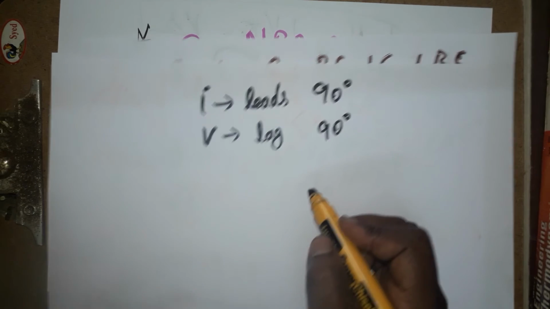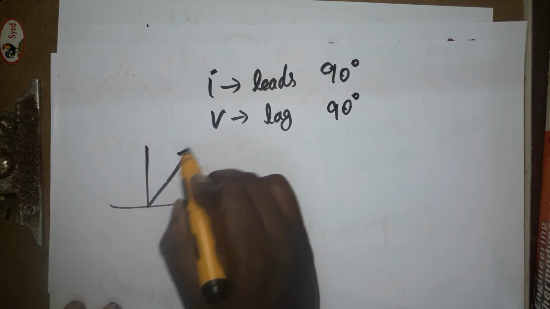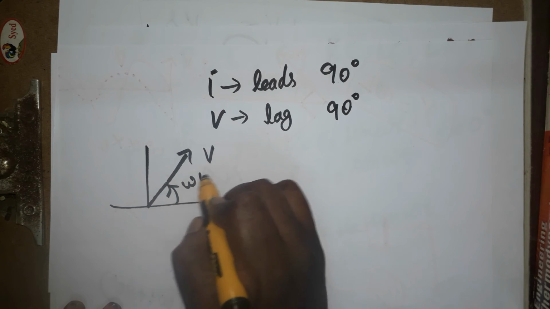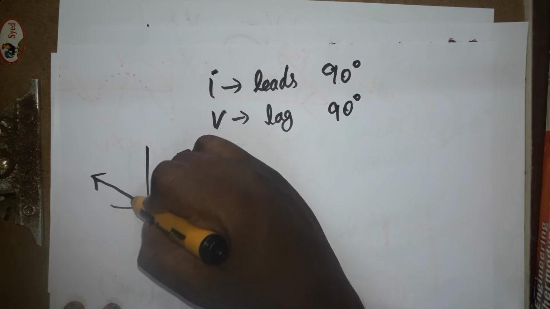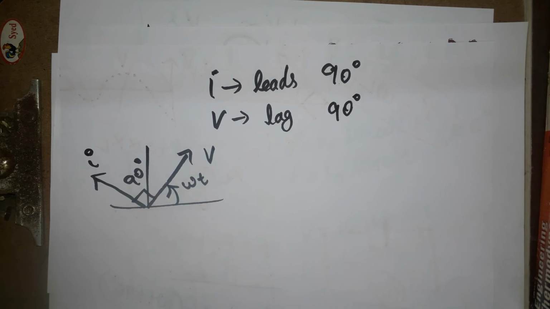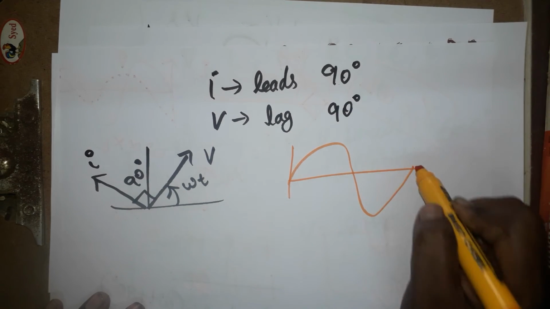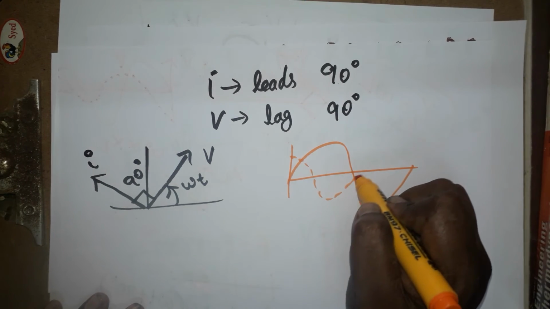That you should show in a diagram. Here I have taken voltage as omega t. From here forward there will be 90 degree. It is called voltage, it's called current. It's called 90 degree leading. And if you want a phase diagram, it should be like this. The leading of the current I am showing like this.